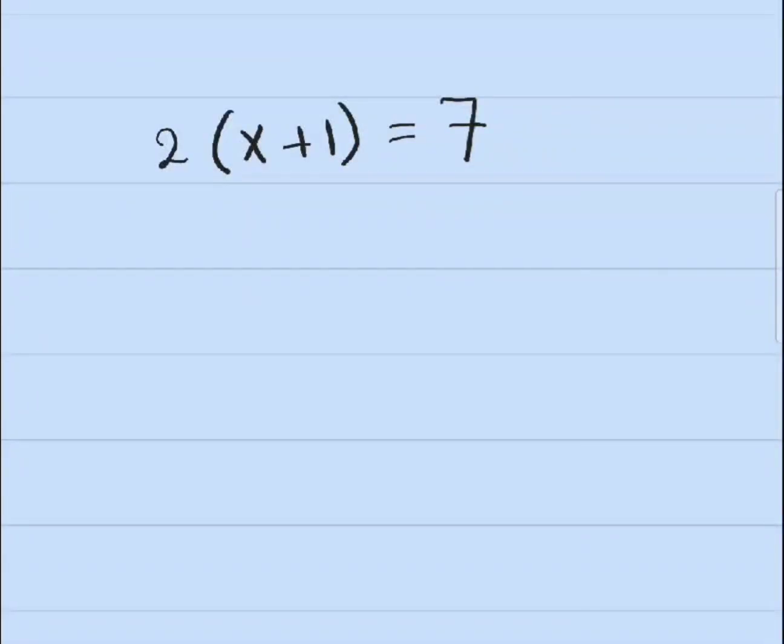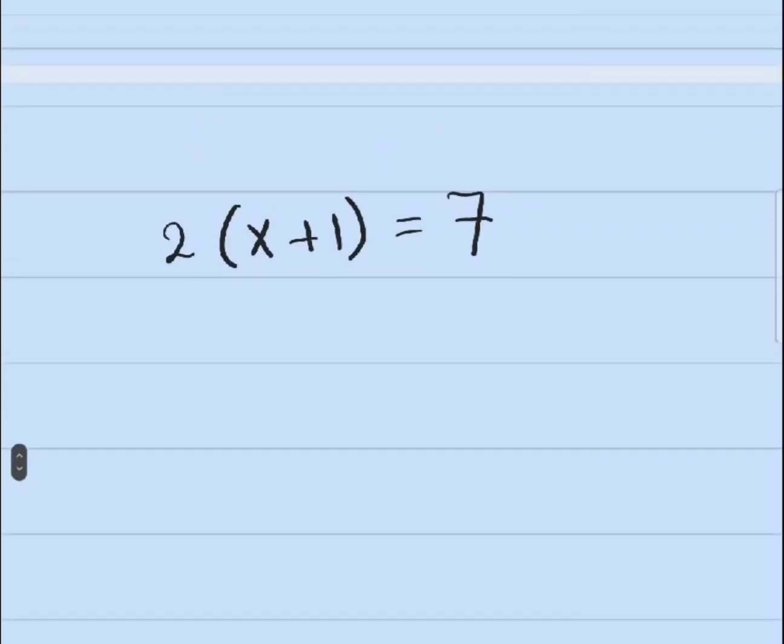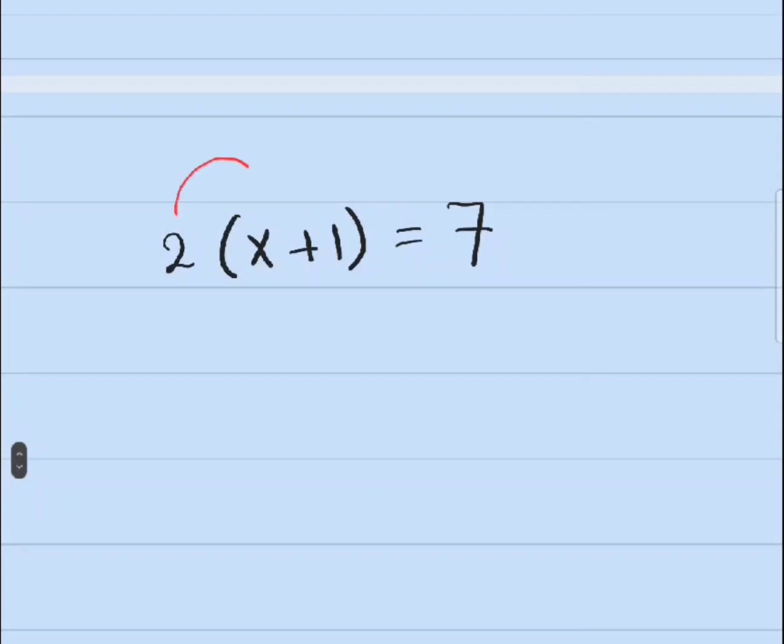2 times (x plus 1) equals 7. Well, in algebra, anytime you see parentheses like so, this is an indication that you have to do the distributive property before you do anything else. So let's go ahead and do that now. So this is going to be 2 times x, or 2x, plus 2 times 1. All right, so that's going to be 2x plus 2 equals 7.